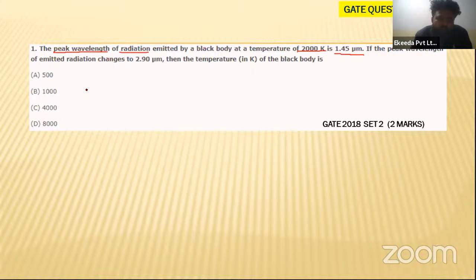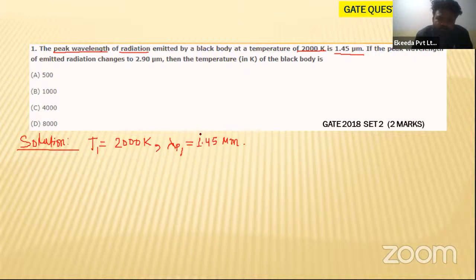1.45 micrometer. So my dear students, let us see the solution. He has given some particular temperature. Let us take the temperature of that body to be T1, which is given as 2000 Kelvin. Now, what is the peak wavelength? The peak wavelength, lambda P1, can be taken to be 1.45 micrometer.